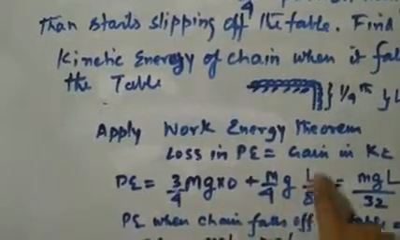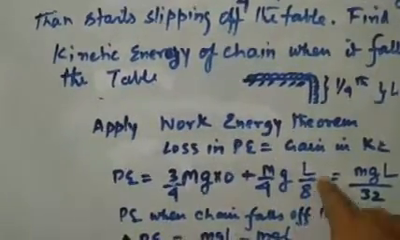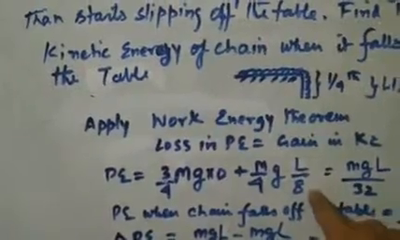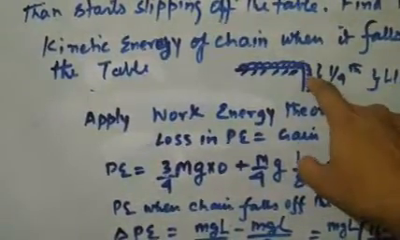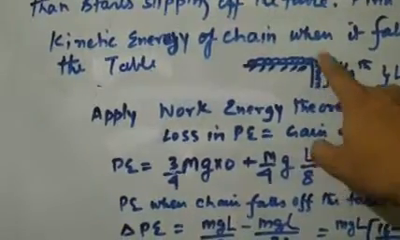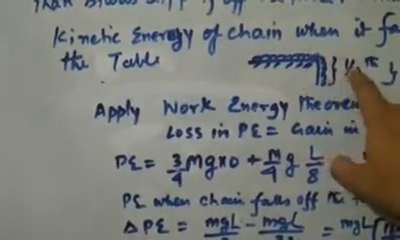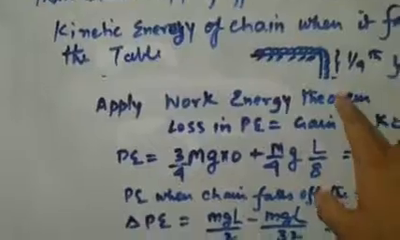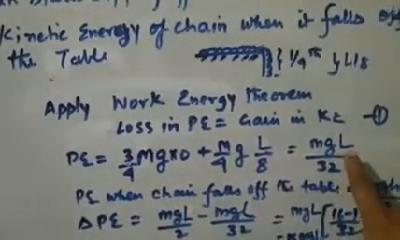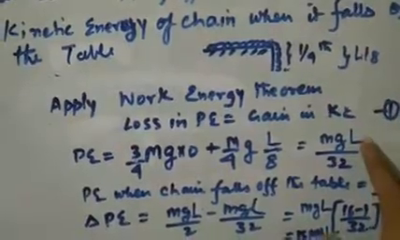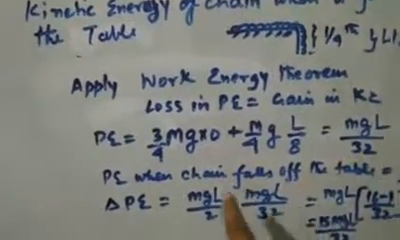m/4 g L by 8 is the potential energy of the hanging portion, right? Why L by 8? Because the center of gravity is always at half of the height. So the height is L by 4, so the center of gravity would be at L by 8. So this is the potential energy, mgh, L by 32.